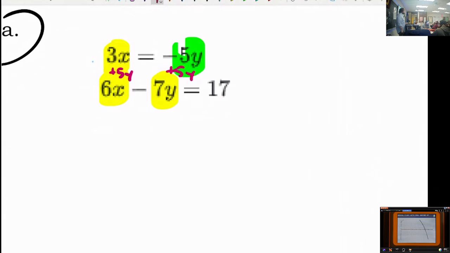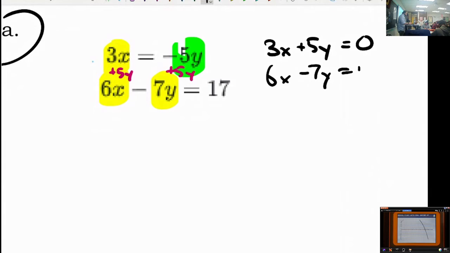Think about this like the algebra tiles that we did at the beginning of the year. I'm going to take negative 5y and flip it over to the other side. So my top equation is now going to be 3x plus 5y equals 0, because there's nothing left on that side anymore. The reason why I did that is because now 5y is on the left side of the equation. And now I can do elimination because I've got x's and y's together on one side. The second equation stays exactly the same. I'm not touching it.